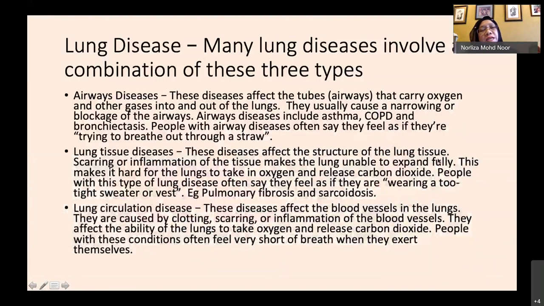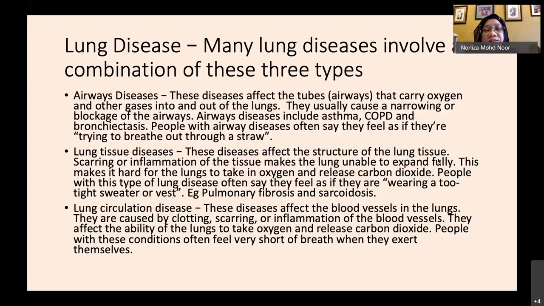Right, so these are the descriptions of lung disease. We have three types. The first is airways disease, which affects the tubes that carry oxygen and other gases in and out of the lungs. They usually cause a narrowing or blockage of the airways. Airway diseases include asthma, COPD due to smoking, and bronchiectasis. People with airway disease often say they feel as if they are trying to breathe out through a straw, meaning it's a very tight passage.